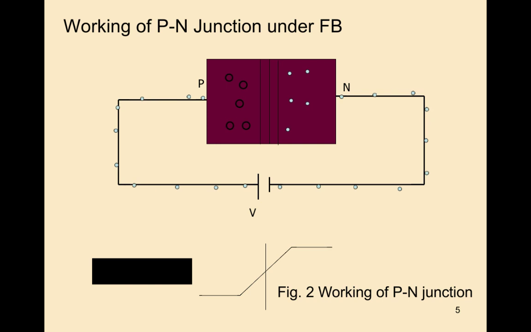By connecting in forward bias mode, that means P is connected to battery positive and N is connected to battery negative. By connecting in this way, the holes from the battery and the holes from the P side repel each other. At the same time, the electrons from the battery and the electrons from the N side repel each other. By this repulsive force, the depletion region width will be reduced.